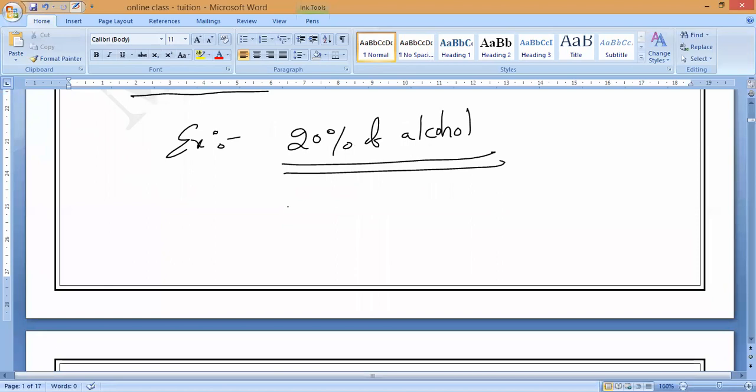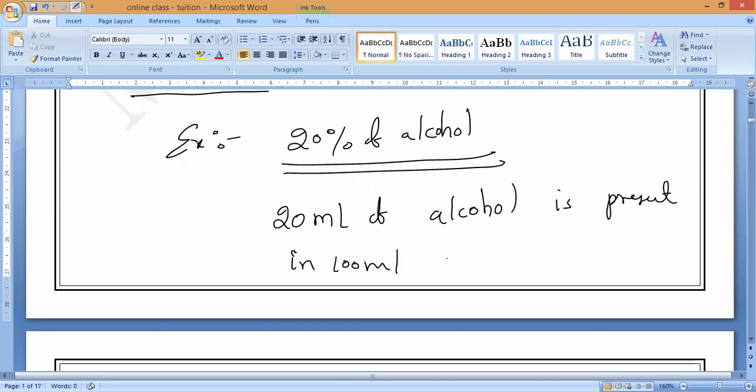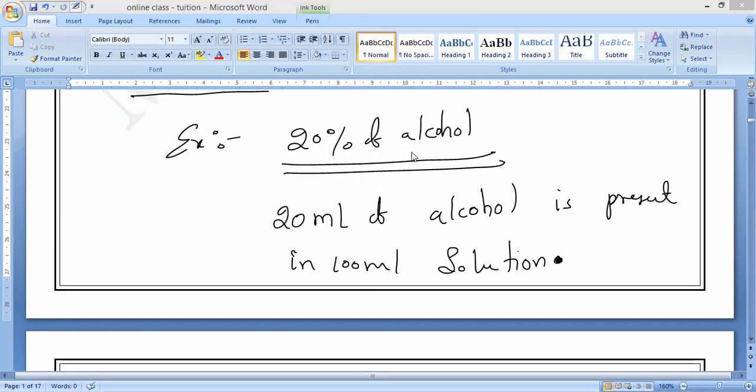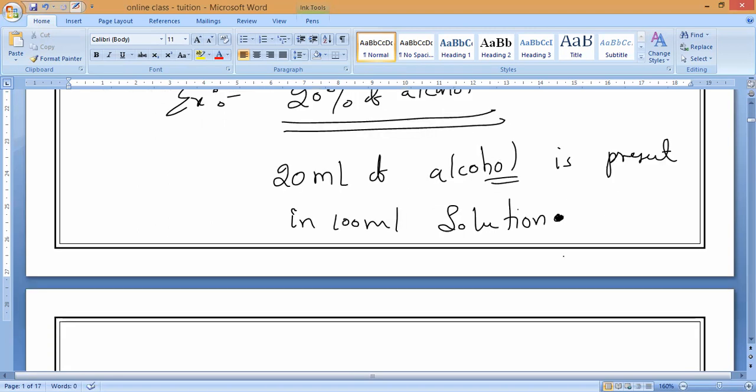So 20% of alcohol means 20 ml of alcohol is present in 100 ml of solution. That is only called this. So 20% alcohol means 20 ml of alcohol is present in 100 ml of solution. Now, how much is the solute? Can anybody say how much is the solvent?